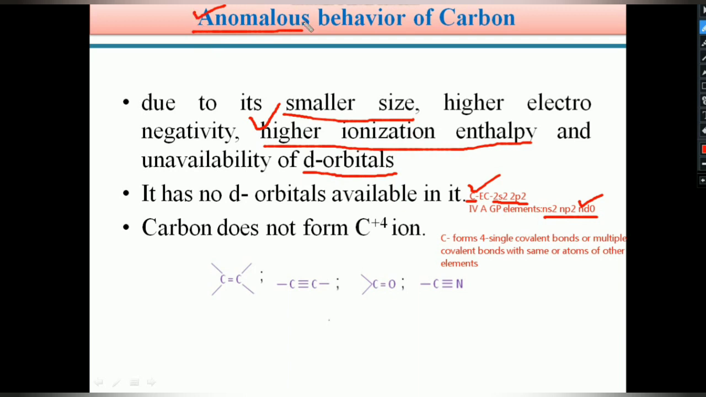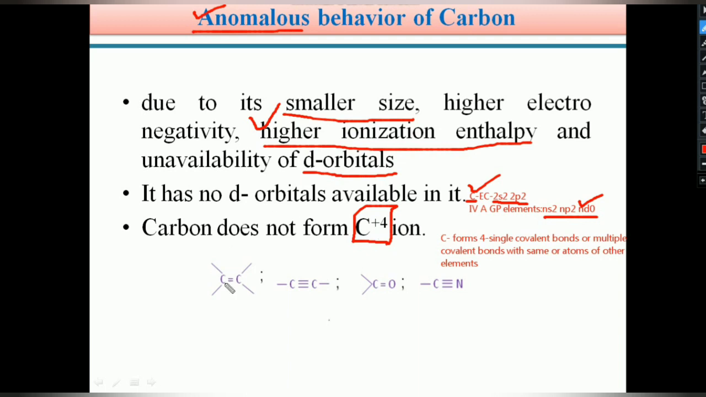And the second reason is that carbon does not show the +4 oxidation state. Carbon does not exhibit a +4 oxidation state. But carbon can stabilize itself by forming 4 single covalent bonds or multiple covalent bonds with another carbon atom or atoms of other elements, to reach the nearest inert gas configuration or to achieve the octet configuration. So students, carbon can achieve its octet configuration by forming 4 single covalent bonds or multiple covalent bonds.